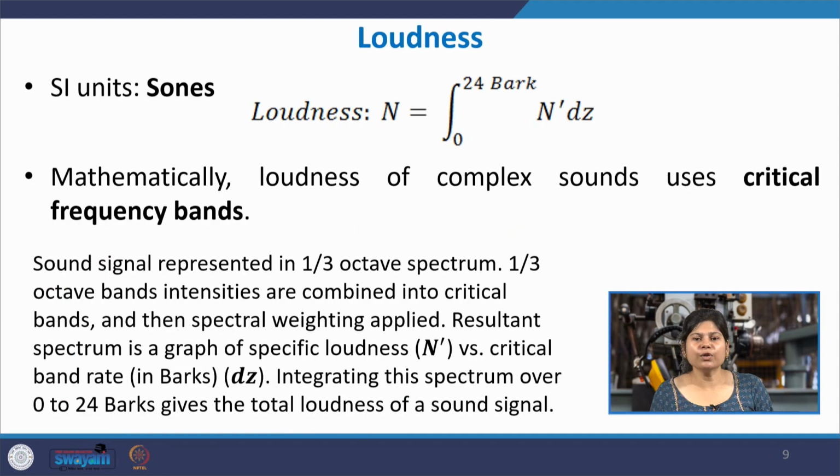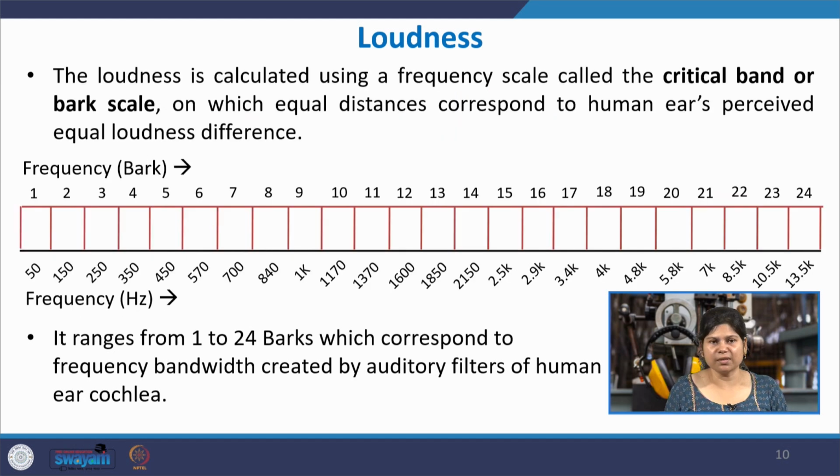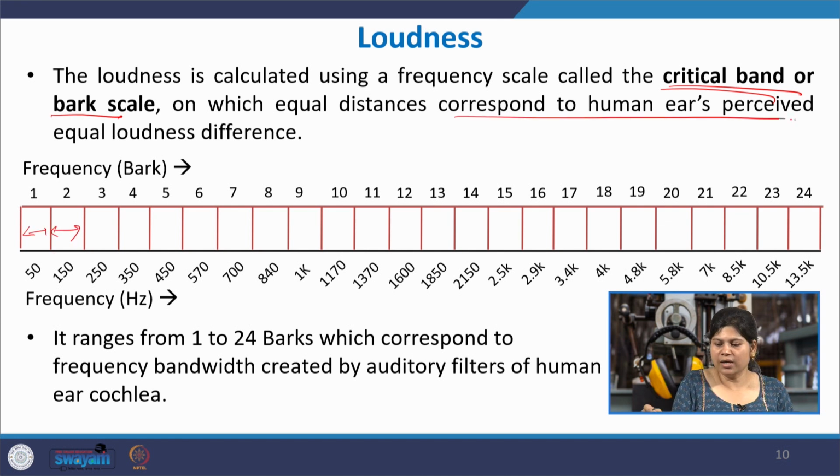Okay. So, in order to quantify this loudness, zones were proposed. These are certain units to quantify the loudness, and how do you do that? For that you use a different frequency scale which is called the critical frequency band, or the Bark scale. This is a scale which corresponds very much to the human cochlea, where there are different frequency bands, and equal distances within these frequency bands correspond to the human ear's equal loudness difference.